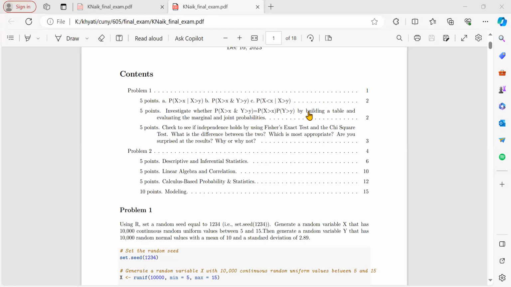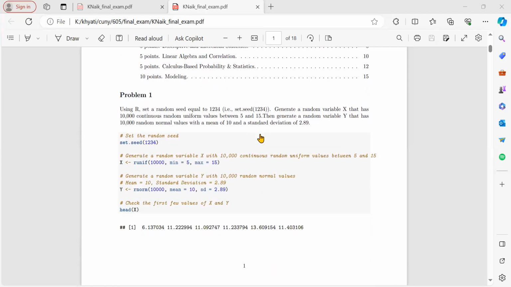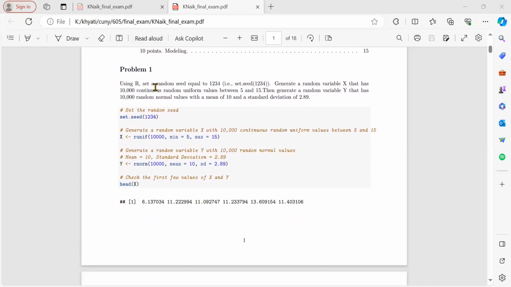Hello everyone. In this video, we are going to discuss two problems and their sub questions. So let's start with problem one, where we have to randomly set seed equal to 1, 2, 3, 4, and then generate a random variable x that has 10,000 continuous random uniform values between 5 and 15. And then we also have to generate a random variable y that has 10,000 random normal values with a mean of 10 and a standard deviation of 2.89.